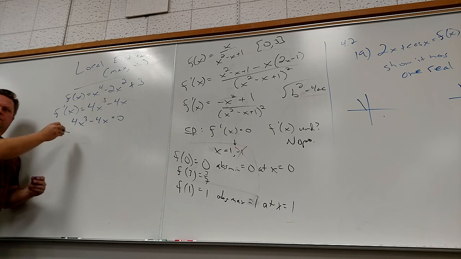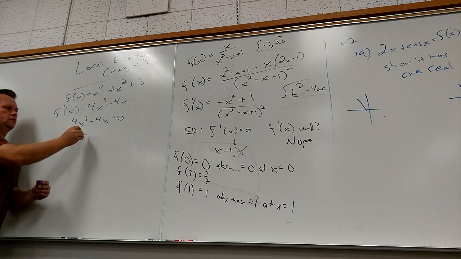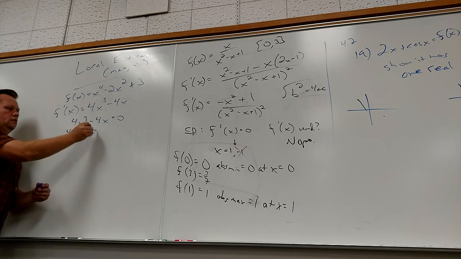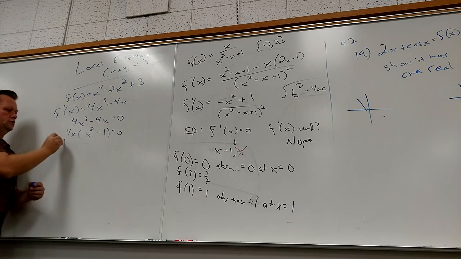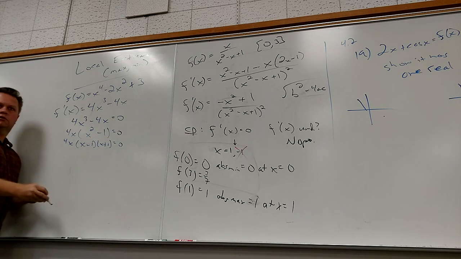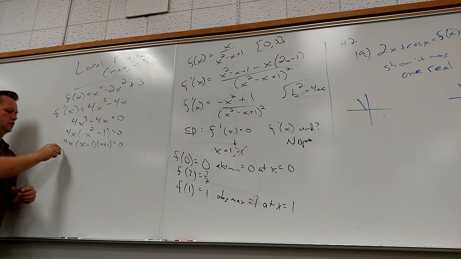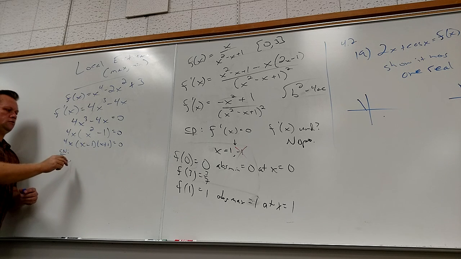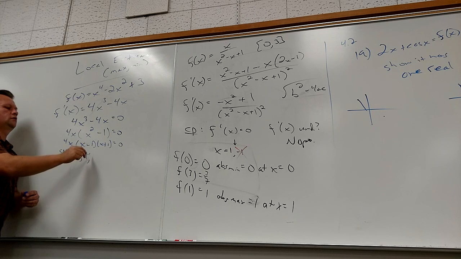How do I solve this? Yeah, take out 4x. So 4x, x minus 1, x plus 1. So my critical points, critical numbers, are 0, 1, -1.